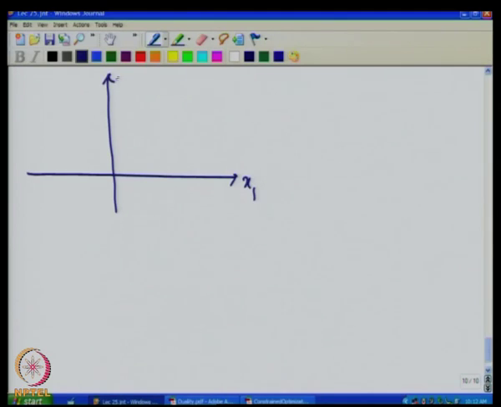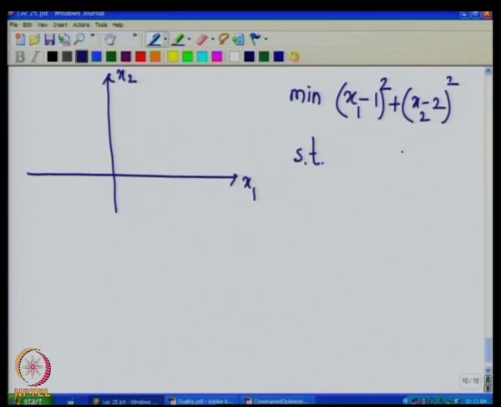We have x1 and x2 as the two axes, and the given point is (1, 2). So, what we are interested in is finding out the circle of minimum radius which touches the parabola. So, the objective function is to minimize (x1 minus 1) square plus (x2 minus 2) square, and then that point should touch the parabola. So, the equation of the parabola is (x1 minus 1) square is equal to 5 x2.